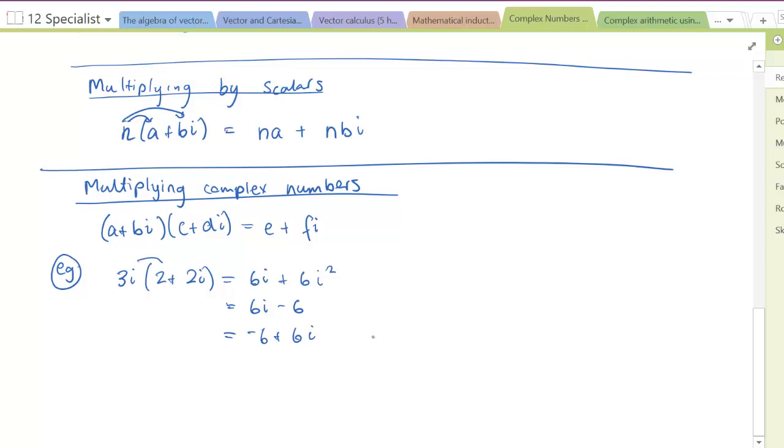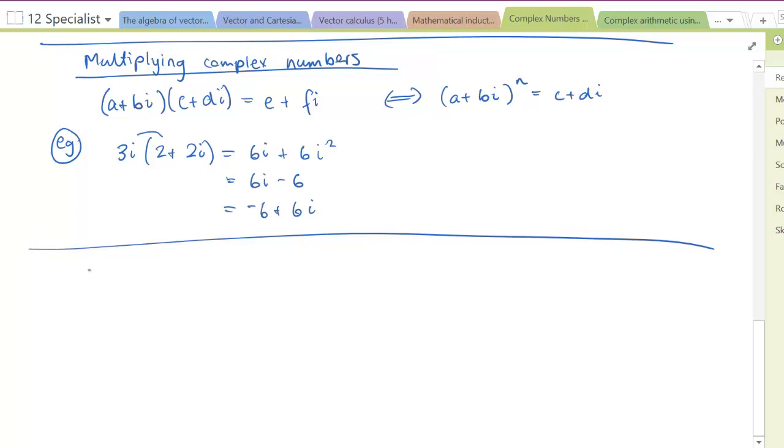It doesn't matter what power we raise it to. It doesn't matter the values of the multiplication. The outcome will always come back to this a plus bi form. So we can also say that a plus bi to the power of n will always end up in that simple complex number form.